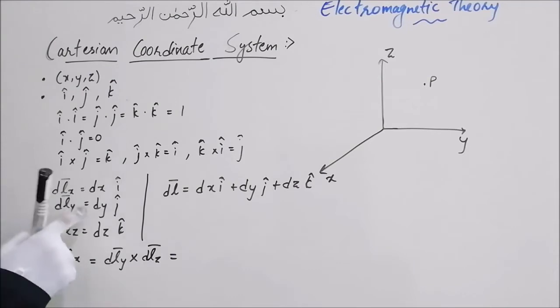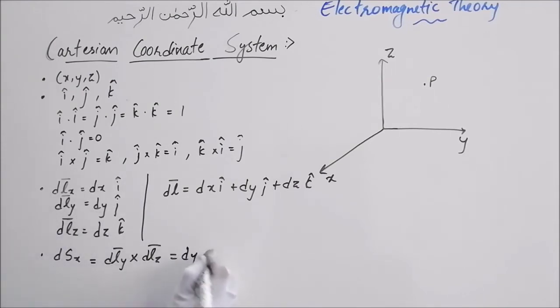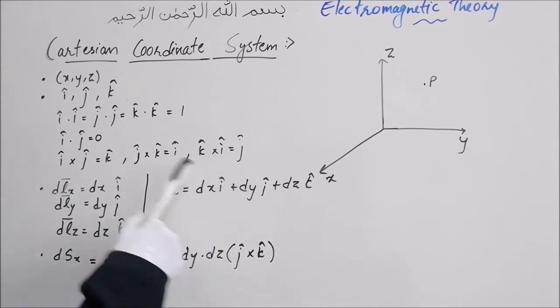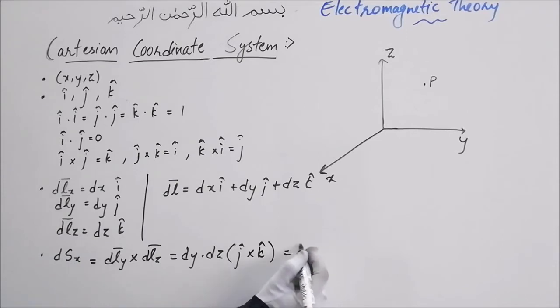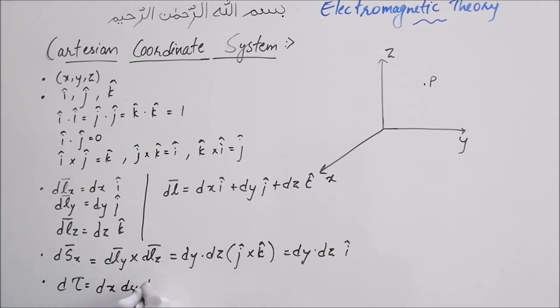The surface elements will be ds_x will be equal to dl_y cross dl_z. Now dl_y is dy j hat and dl_z is dz k hat. So that will be dy dz j hat cross k hat, and we know j cross k is i. So this will be dy dz i hat. So this is again a vector quantity. So you have to remember that the direction of surface is normal to it. Okay. Then the volume element, which is a scalar quantity, is d tau, which will be equal to dx dy dz, and this is a scalar quantity.